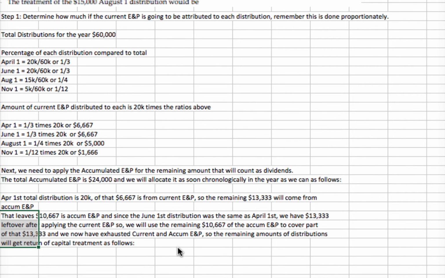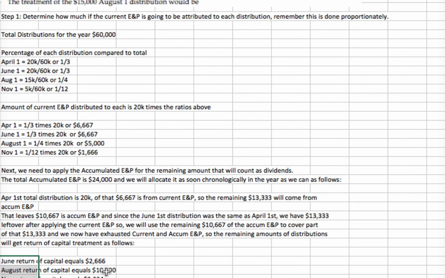Like we see here, it leaves 10,667 as accumulated earnings and profits. Use all of that up, and then we just look at whatever's left after using all the current and all the accumulated earnings and profits. What's left in the June 1st distribution? What's left in the August 1st distribution? What's left in the November 1st distribution? So we will total all of those up, which you see right here.